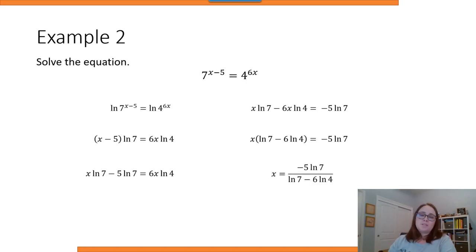So x is going to equal negative 5 natural log of 7 divided by (natural log of 7 minus 6 natural log of 4). And if I needed an approximation, I could plug that into my calculator. This would be the exact answer there. So if the like basis method doesn't work, this is usually my fallback in that situation because it does take a bit more work.